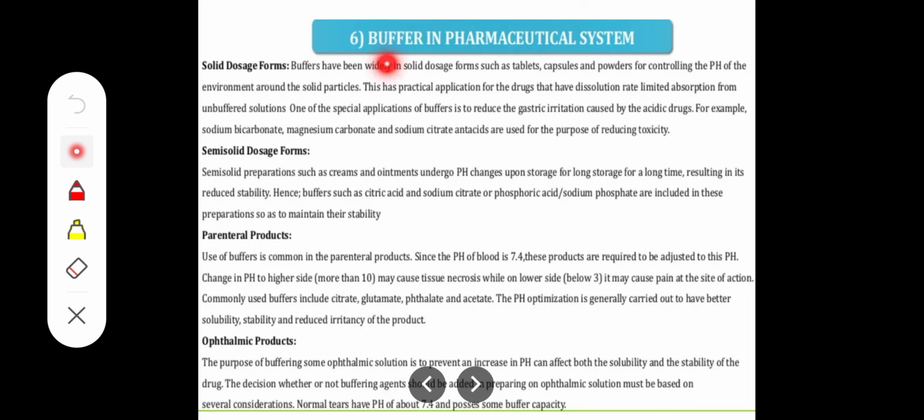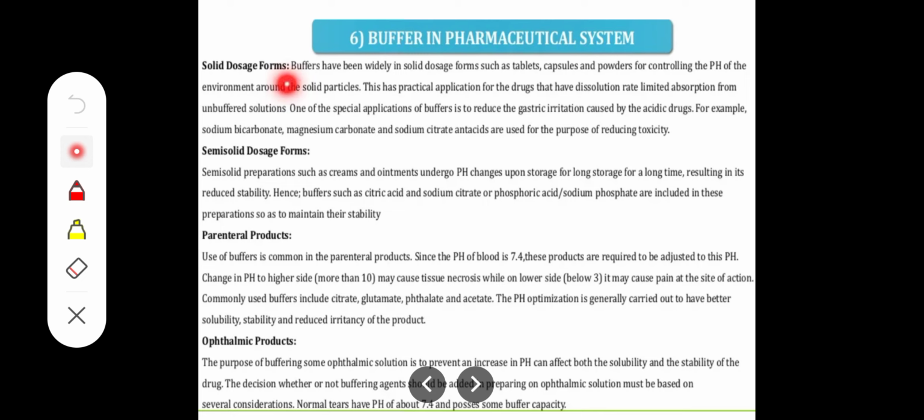As we know, a buffer is a kind of solution which resists changes in pH when acid or base is added to it, right? So why is this kind of resistance required? Because the body maintains different pH in different places. Maybe for tears the pH will be different, blood pH will be different, so in that way. Okay, now coming to the solid dosage form.